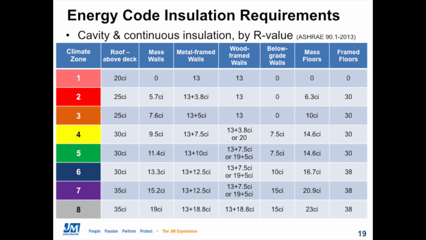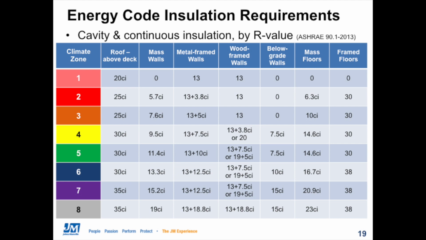Any number with a CI after it is going to be representing continuous insulation, which we talked about earlier would be usually foam sheathing. It could also be exterior spray foam. But this is insulation that's got to be installed continuous across the framing elements. That continuous insulation could be interior or exterior, especially in walls.